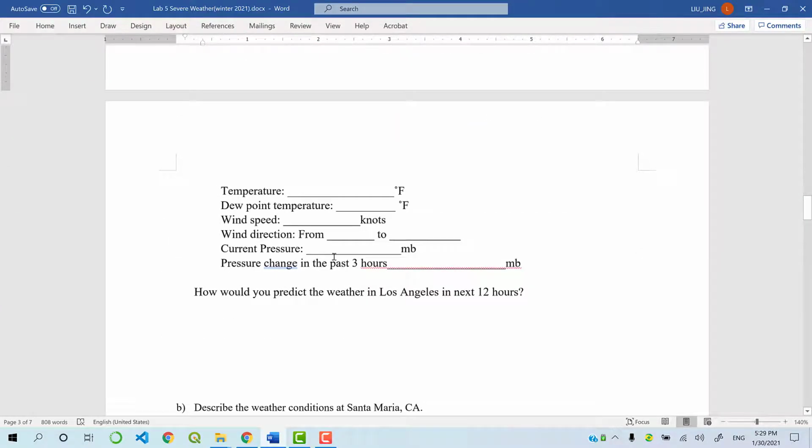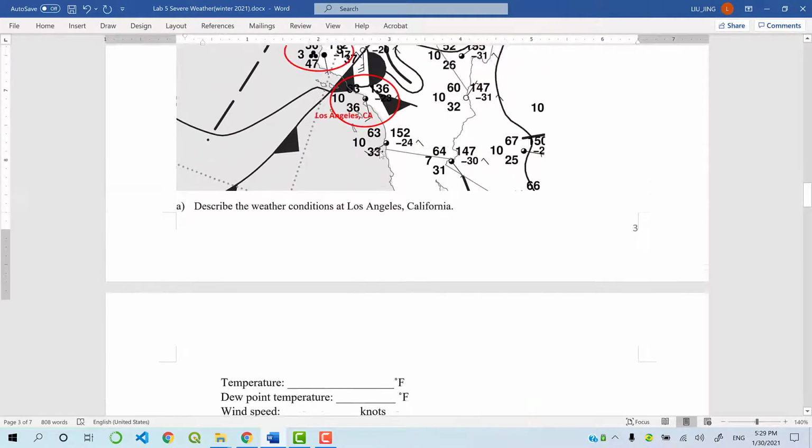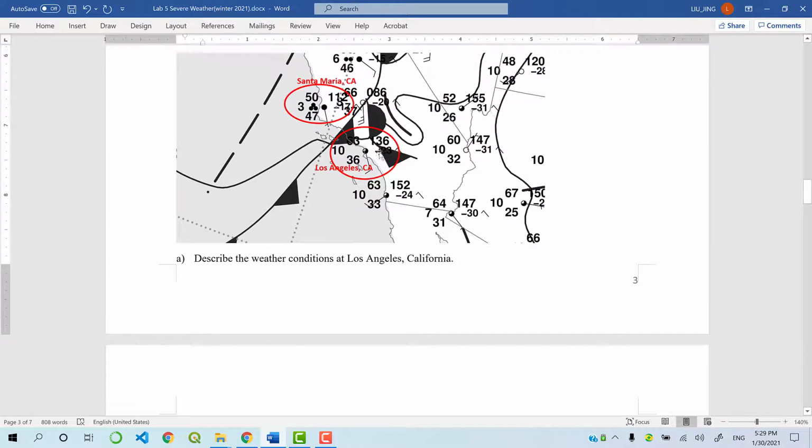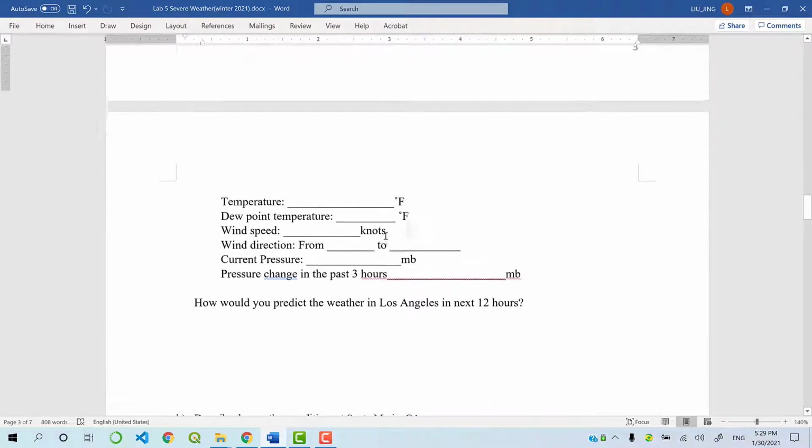And pressure change in the past 3 hours. You will read it here. You can see it's negative, means it's decreasing. But 23 is not the answer. You need to divide it by 10. Then you get your answer.